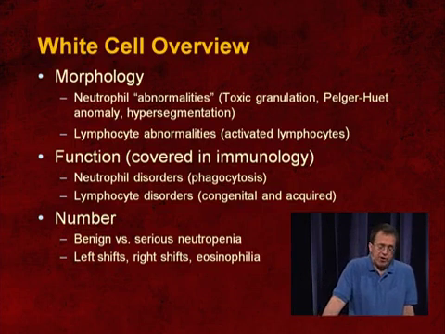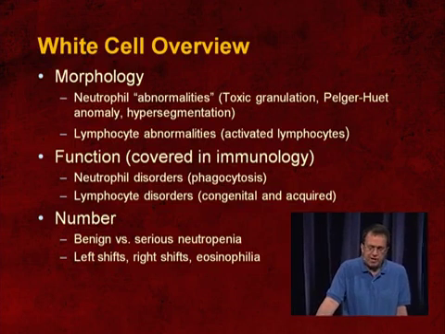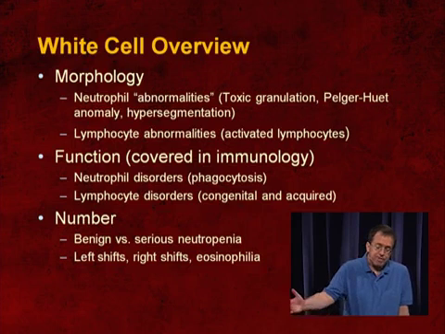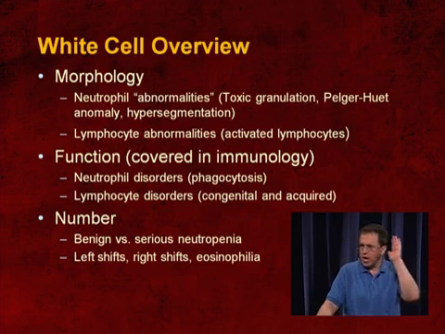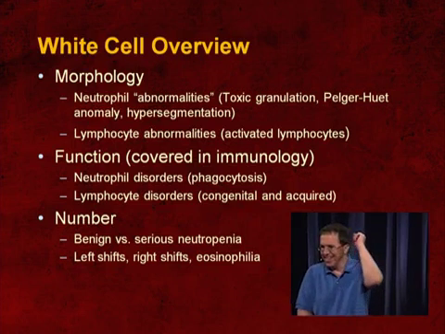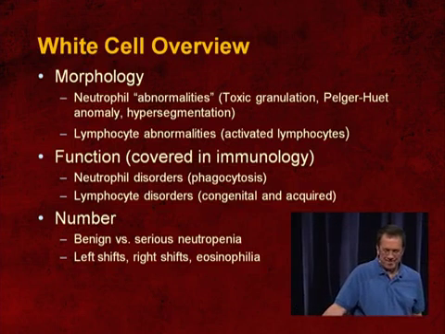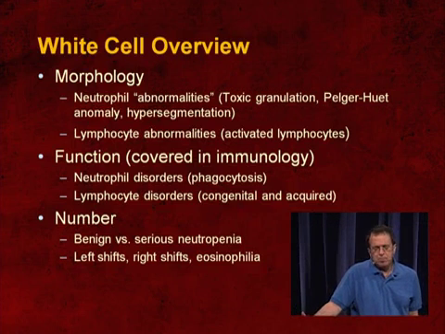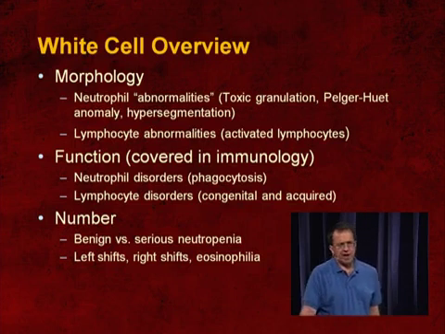You can have toxic granulation, which you're going to have when you're fighting an infection. You can have a Pelger-Hüet anomaly, which means nothing. You can have hypersegmentation, which is related to what? What kind of milk were you drinking? The goat's milk, okay? Function, that's mostly I consider an immunology topic, but you can have neutrophil disorders, which involve phagocytosis.